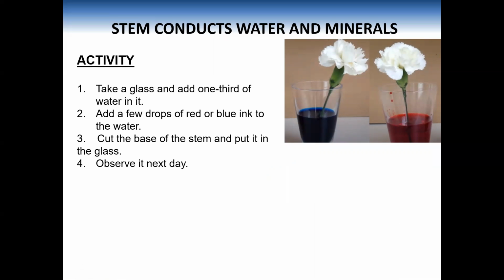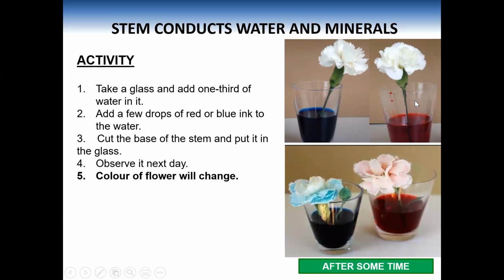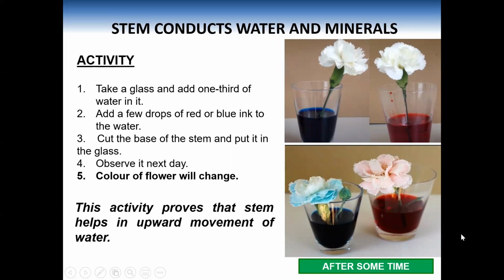Observe it next day. We know that stem conducts water upward. So what will happen? Color of flower will change. So as you can see, petals have changed their color in both the cases. In this case, the color of the water is blue, whereas in this case, it is red. Water will move upwards by stem and definitely it will change the color of the petals. This activity proves that stem helps in upward movement of water.